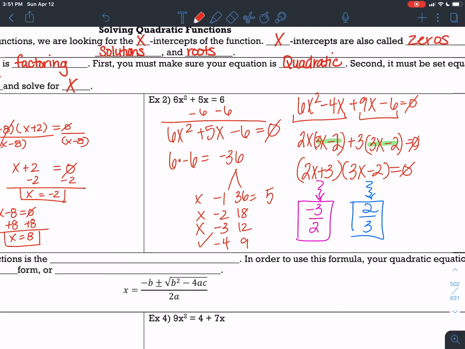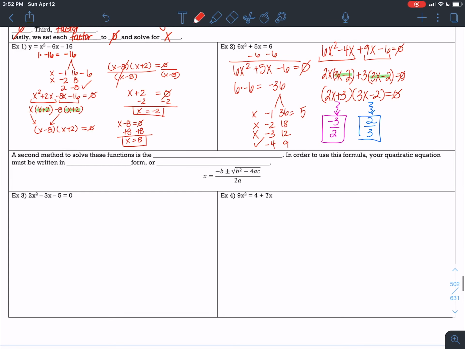Okay, next part. A second method to solve these functions is called the quadratic formula. In order to use the formula, your quadratic equation must be written in standard form, or ax squared plus bx plus c.